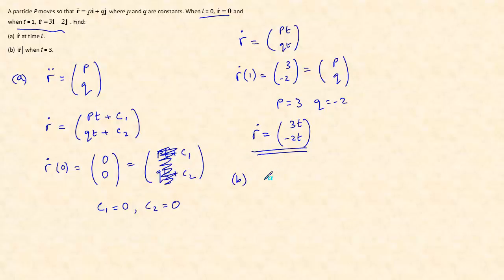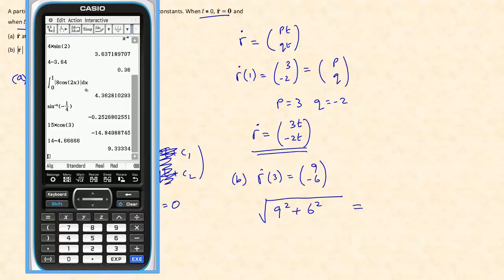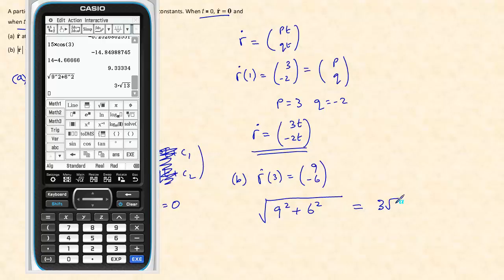And then part B, r dot of 3 is going to be (9, negative 6). And we want the modulus of that, so that's the square root of 9 squared plus 6 squared. Let's just bring in the calculator for that. So we want the square root of 9 squared add 6 squared, and that gives us 3 root 13.